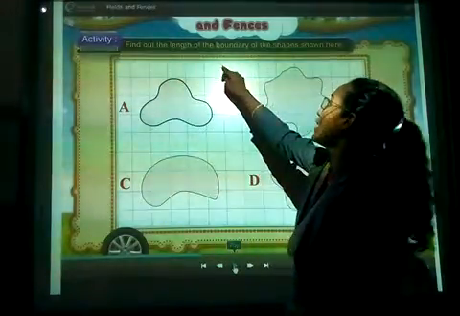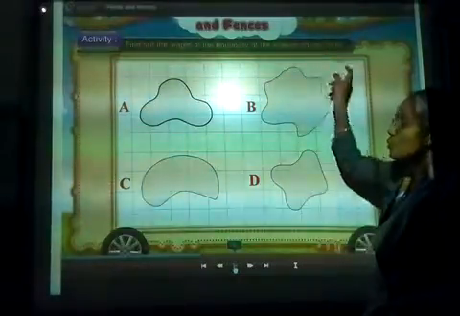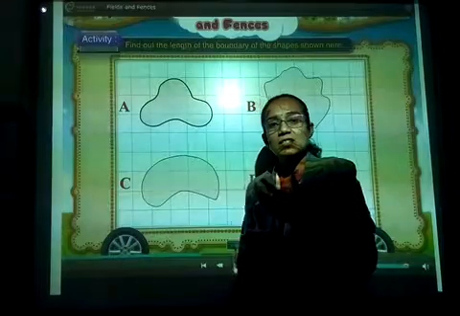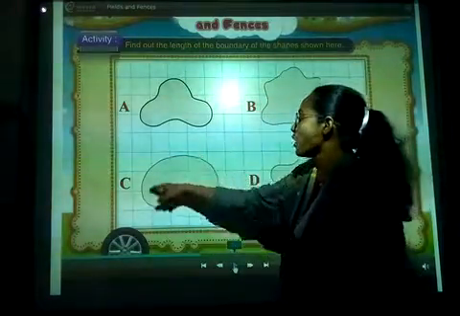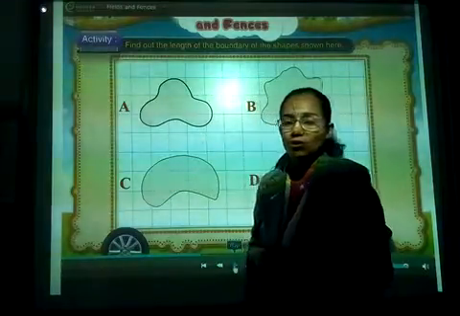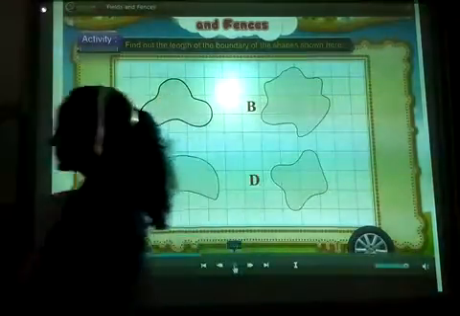Activity है: find out the length of the boundary of the shape shown here. ओके, तो वो आपको अपने आप self-study करनी है एकदम अच्छे से, कि thread लेके आपको boundary के ऊपर रख के फिर cut करके measure करके check करना है. ओके, continue करते हैं.